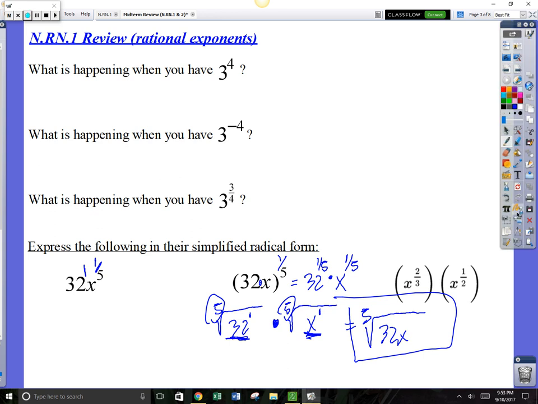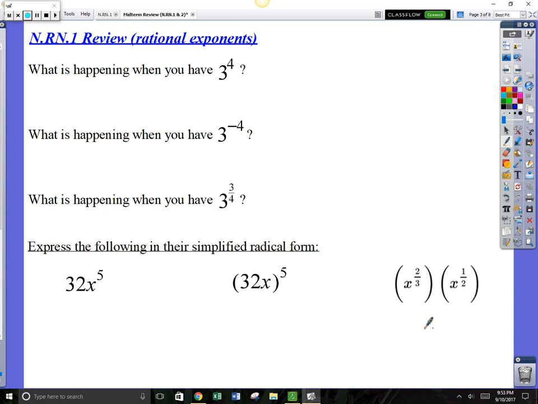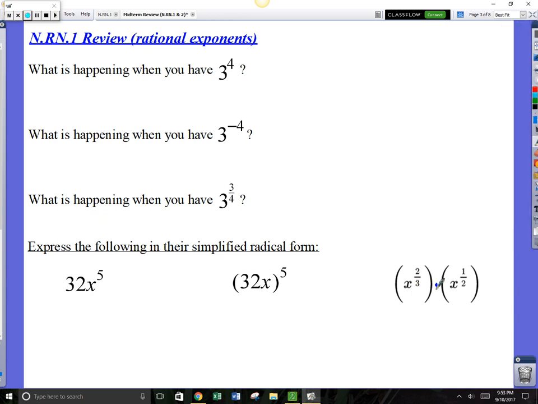Okay, the next one. X to the 2/3 multiplied by x to the 1/2. So a simpler version would be something like this. If we have multiplication happening with power, so I've got x squared and x to the 4th. Because the powers have the same base, I can add the exponents. So it's going to be x squared, x to the 2 plus 4, which is going to give you x to the 6th. And that's what we're going to do here.